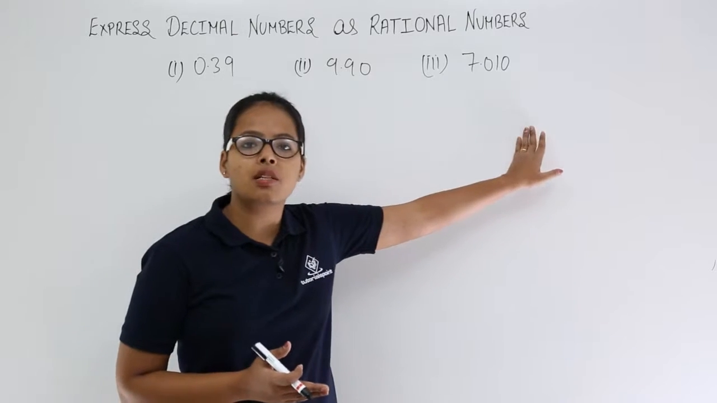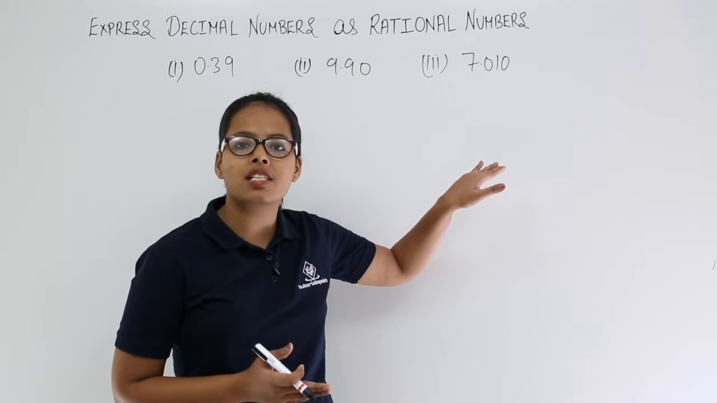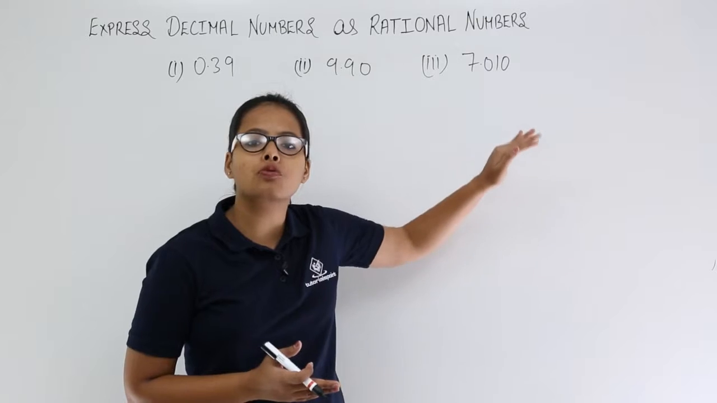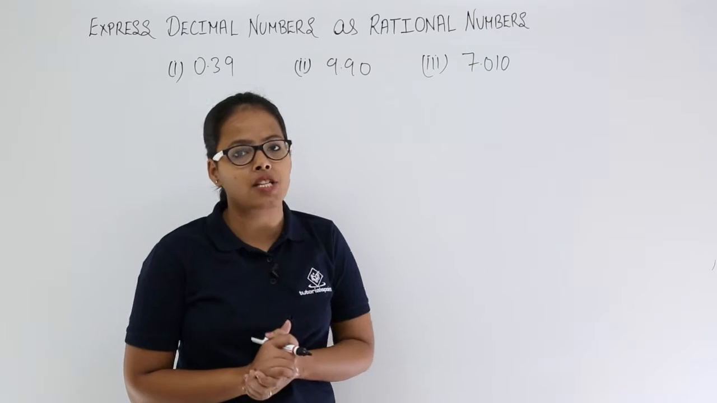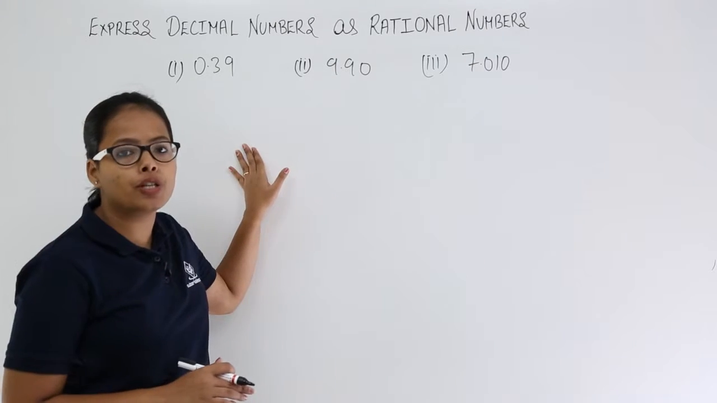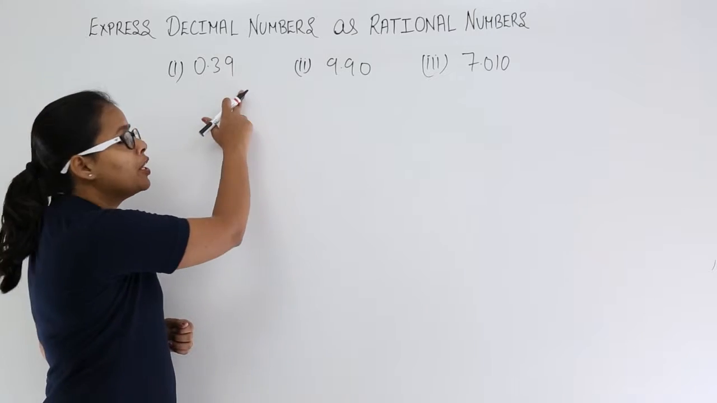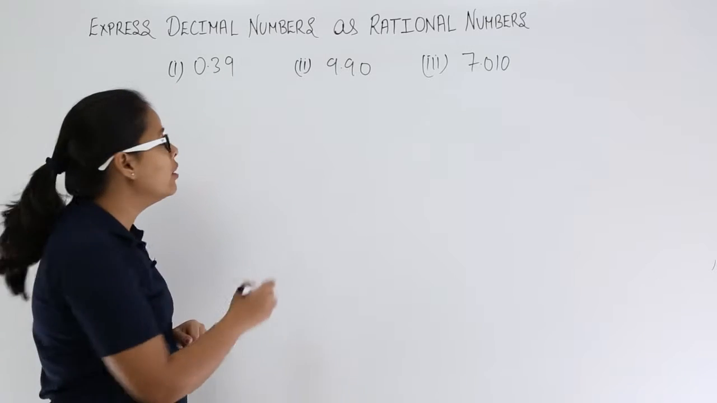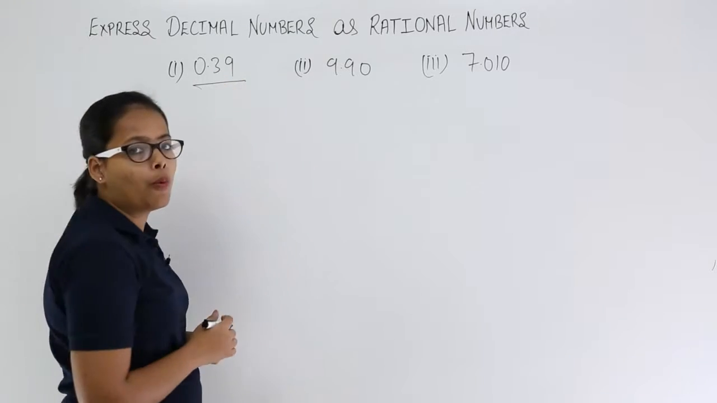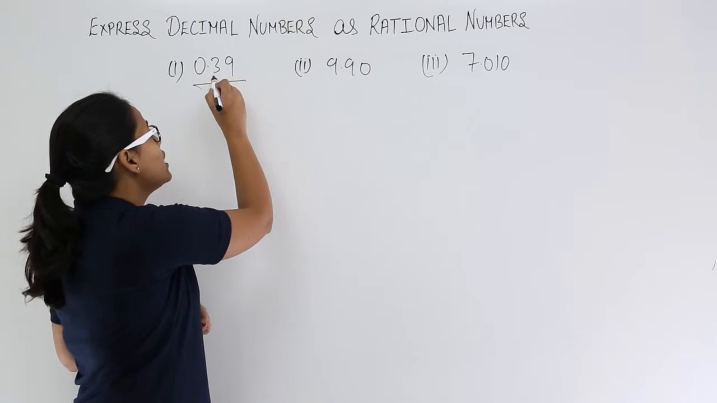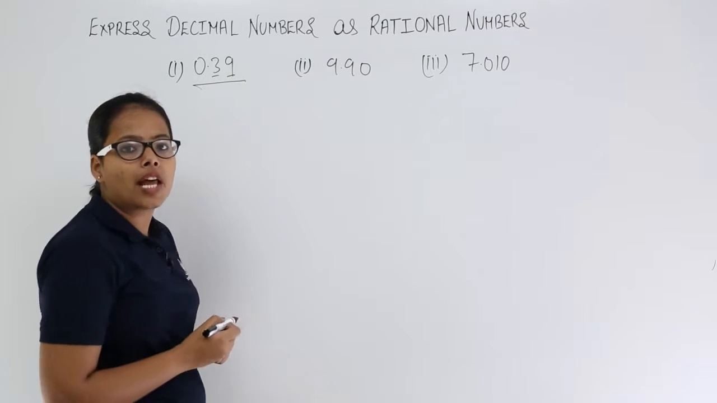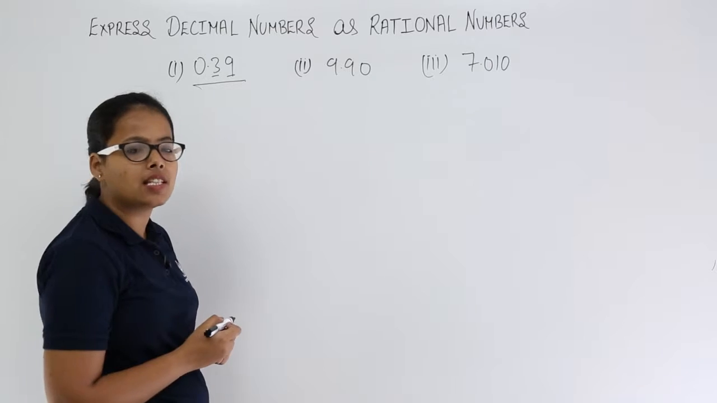As there is this decimal point, you need to remove it so that you can convert this form into integer by integer fractional form. Now let's take our first question, which is 0.39. To remove the decimal point, you need to know how many digits there are after the decimal point. There are 2 decimal digits after the decimal point.